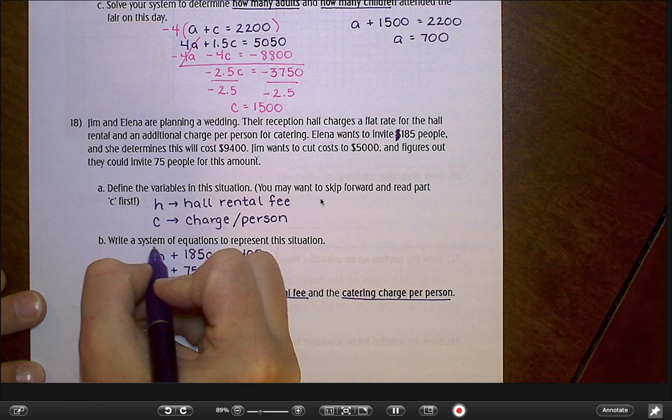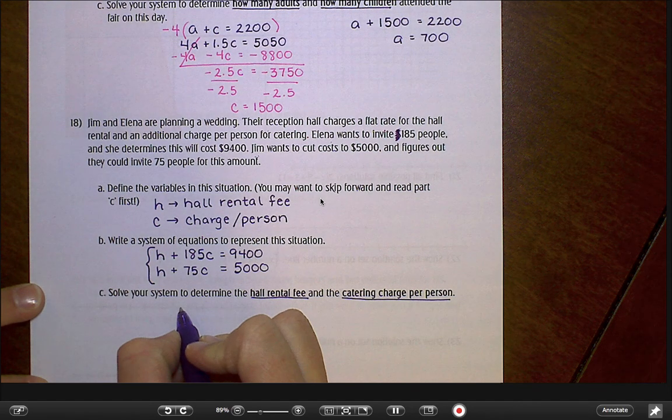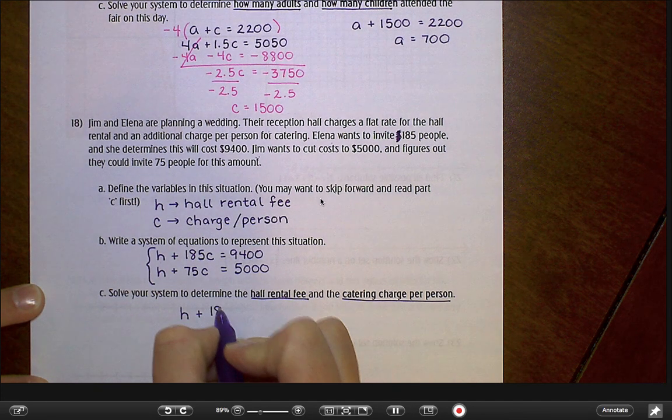So this right here becomes my system. And then I'm going to solve that. Again, I'm probably going to use elimination. Really, substitution wouldn't be bad here, but elimination clicks pretty quickly. Let me just rewrite.